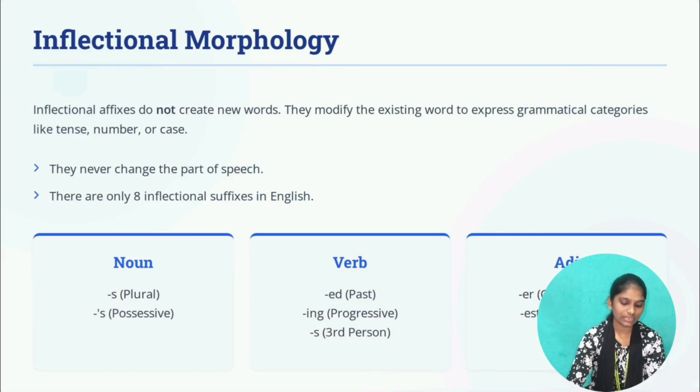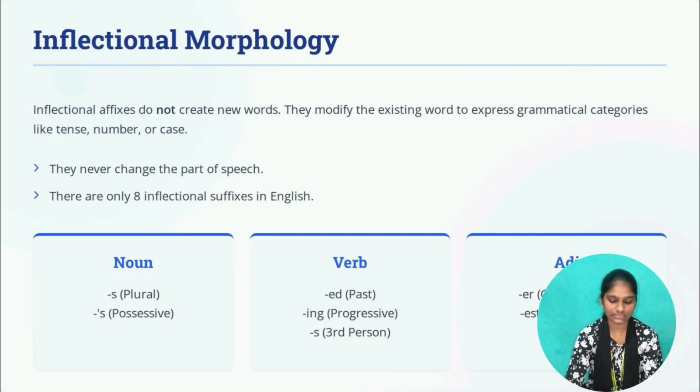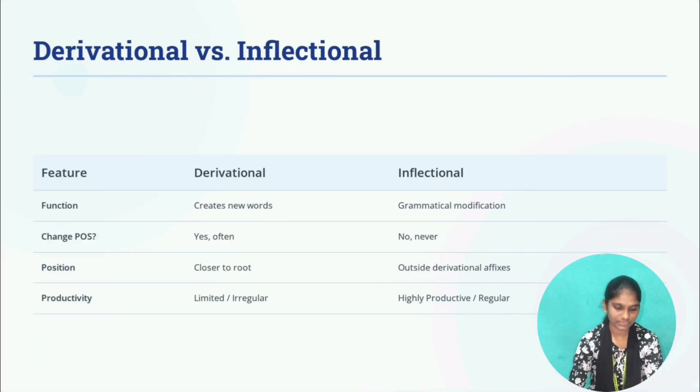Noun: when you add s to a noun, it becomes plural, and apostrophe s makes it possessive. Verb: when you add ed, it becomes past. When you add ing, it becomes progressive or continuous. When you add s to a verb, it becomes third person. When you add er to an adjective, it becomes a comparative word. When you add est, it becomes a superlative word.